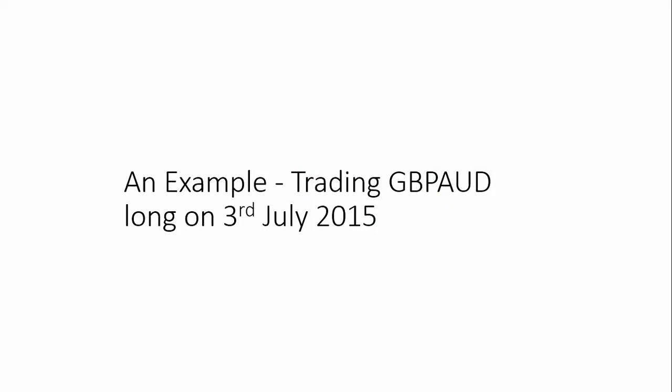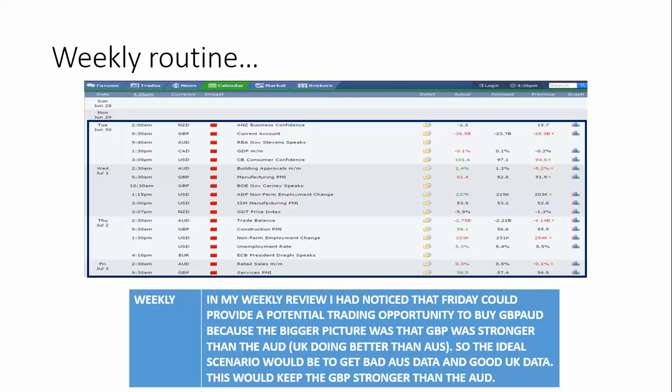So let me bring it all together using an example. So trading pound Aussie long, or a buy trade, on the 3rd of July 2015. So weekly routine. When I was looking at my weekly routine, I noticed that Friday could be quite interesting. Why could Friday be quite interesting? Well, we had Australian data and we had pound data.